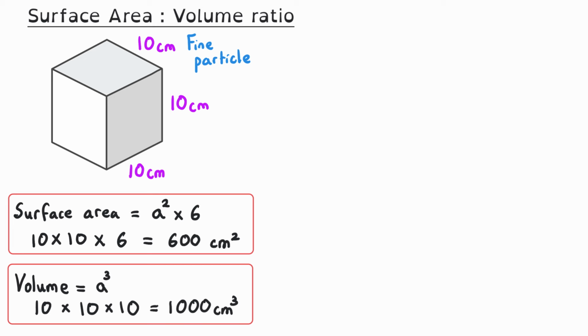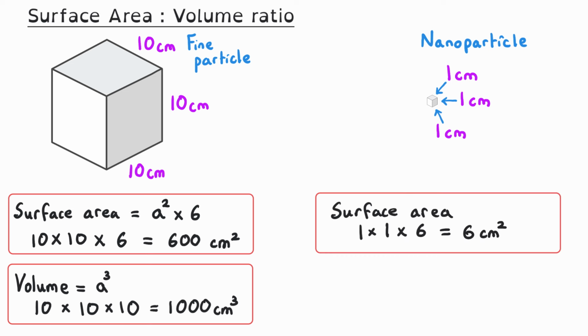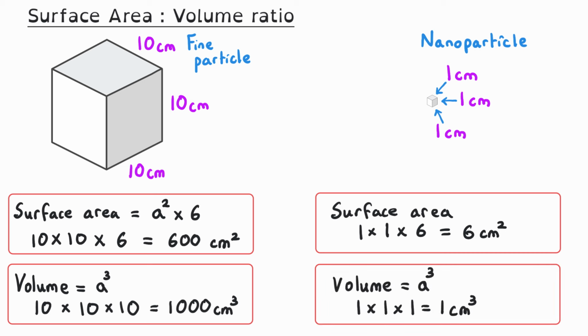If we considered our original cube to be a fine particle, and then we introduced a nanoparticle, which is of course smaller, the dimensions for this nanoparticle, for my example, are going to be 1 centimetre cubed for each. We can calculate the surface area and the volume in the same way as before. The surface area of one face is 1 multiplied by 1, and then multiplied by 6 because there are 6 faces for this cube. So that gets us a surface area of 6 centimetres squared. The volume of this cube is simply 1 cubed, and so that gets us a volume of 1 cubic centimetre.